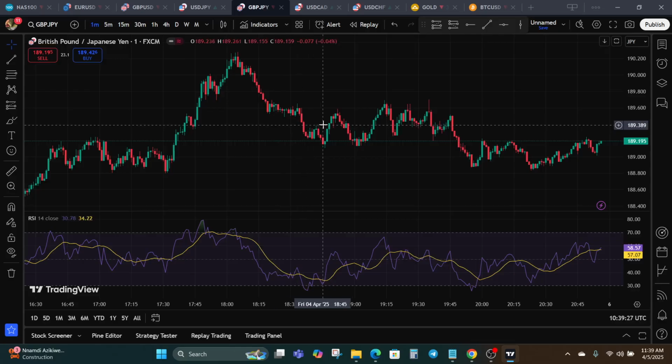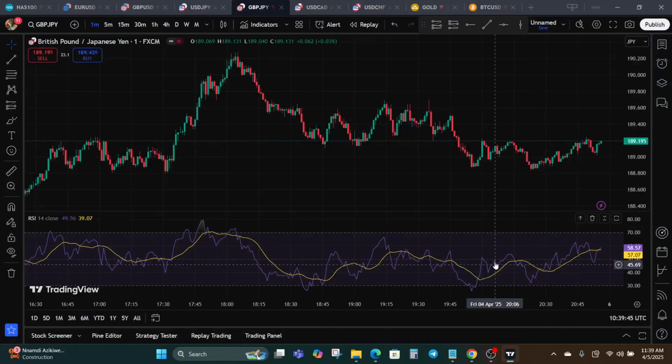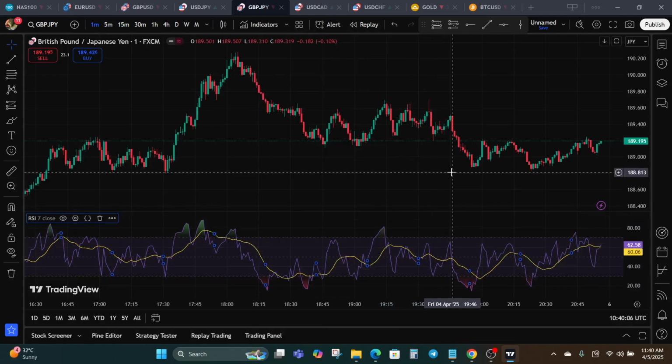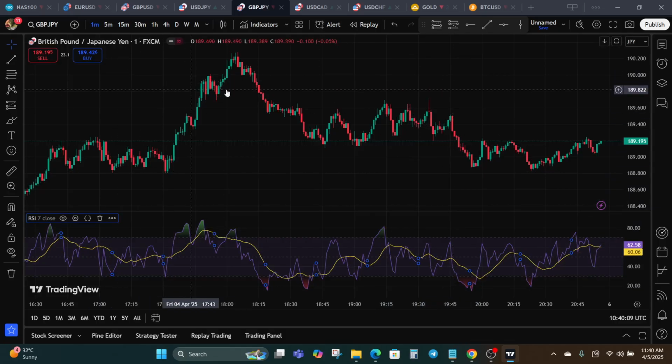Now that we know what the RSI is, let us talk about how to set it up for the best 1 minute RSI strategy. First, you will want to apply the RSI indicator to your chart on the 1 minute time frame. The typical default setting for the RSI is 14 periods, but for this strategy, I recommend adjusting the RSI to a shorter period like 5 or 7. That is to make it more responsive to the fast market changes seen on the 1 minute chart.